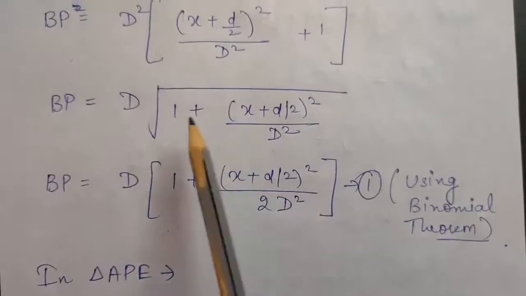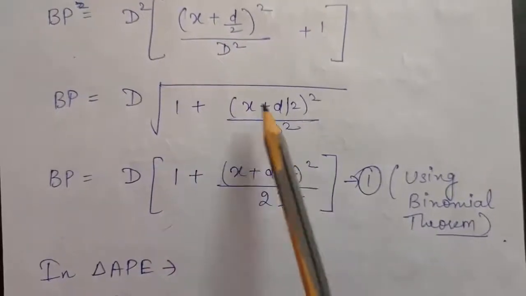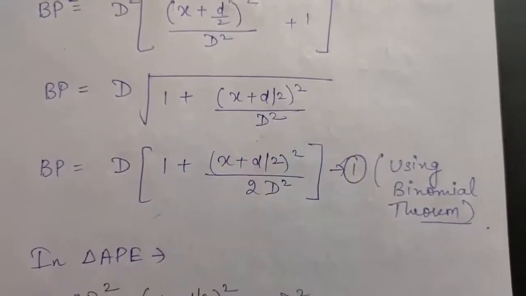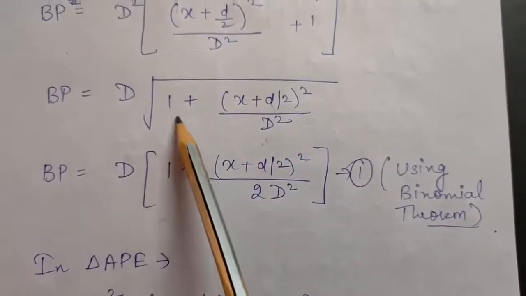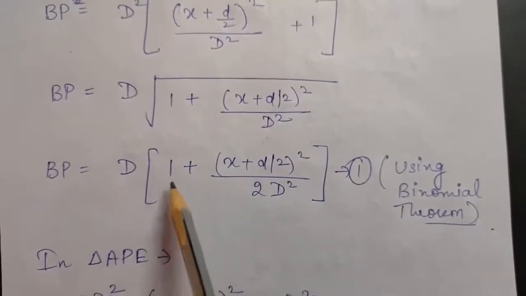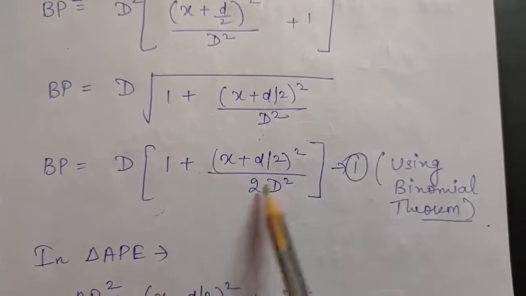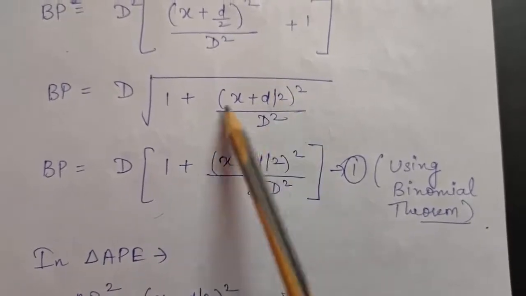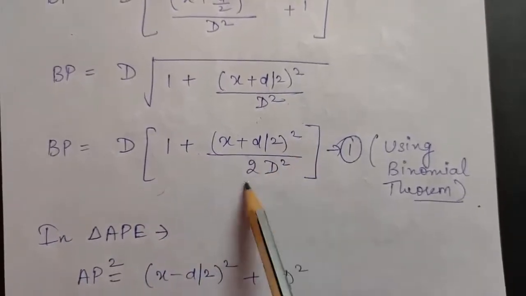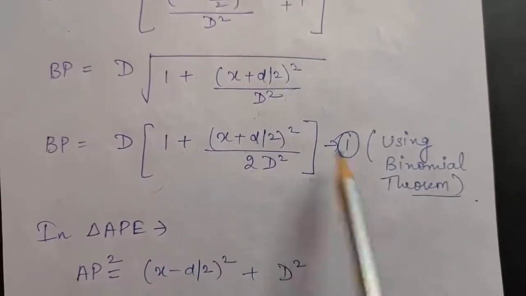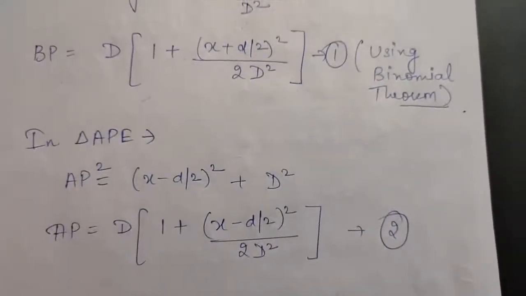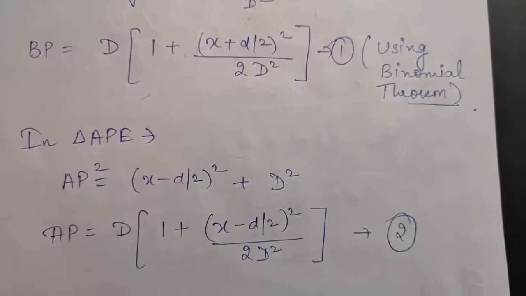Now this is nothing but (1 plus x) to the power n, where n will be 1 by 2 because this is a square root. So again we will be using the binomial theorem here, that is (1 plus x) to the power n is equal to 1 plus nx. So that will be 1 plus, n will be 1 by 2 and your x, whole term x is this one. So D into 1 plus (x plus d by 2) whole square upon 2D square. Mark it 1, this is your BP. Now again look at the diagram that you have drawn in triangle APE.